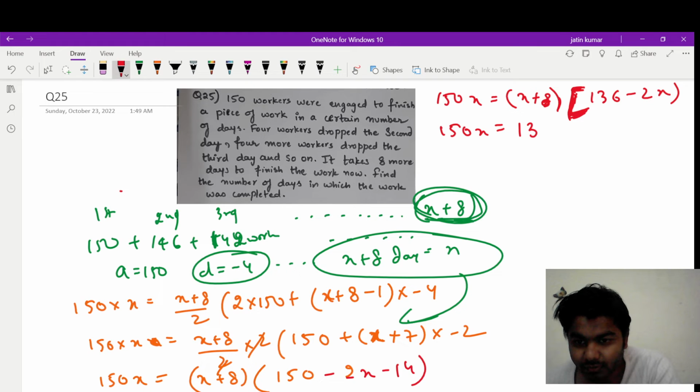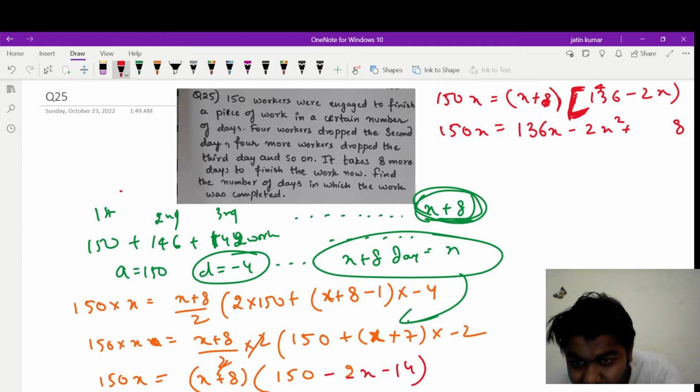Can we take something common? No, not right now. 136x minus 2x square plus, 8 6 are 48, 8 3 is 24, 28, 1088 minus 16x, right.